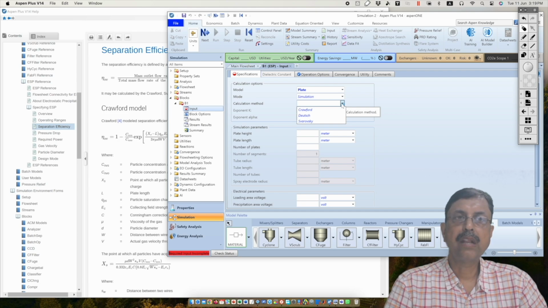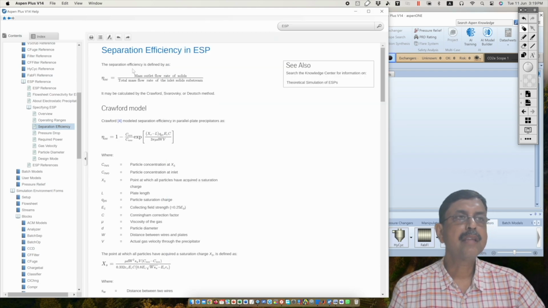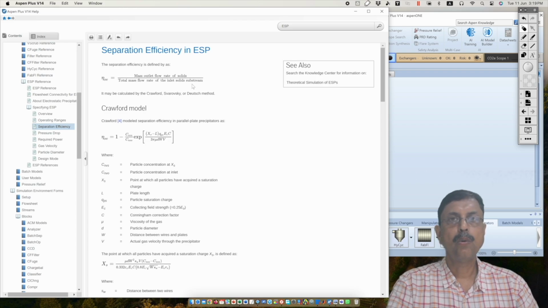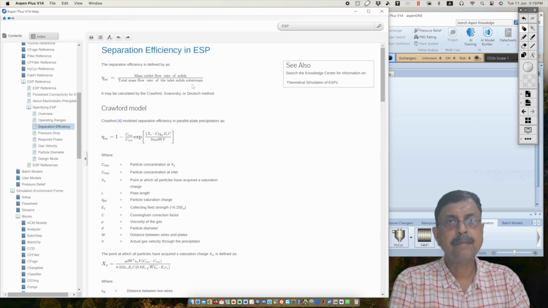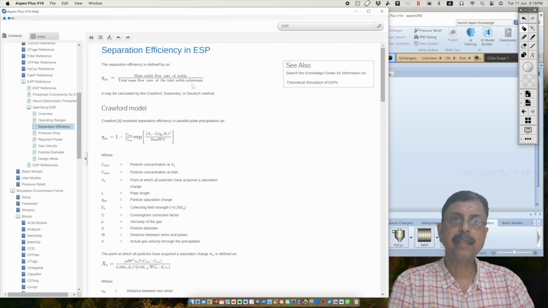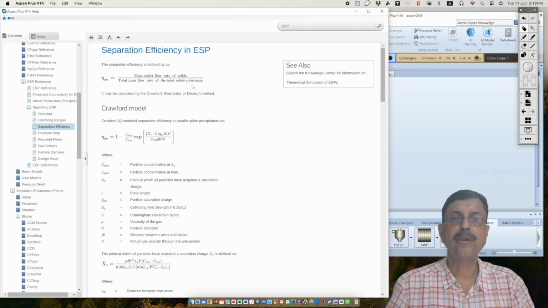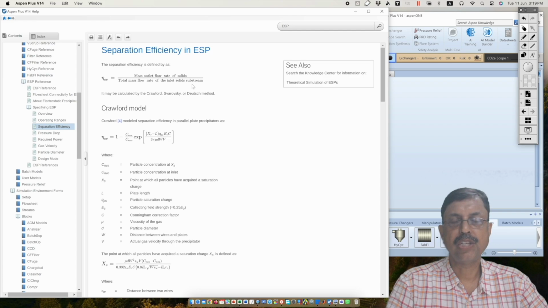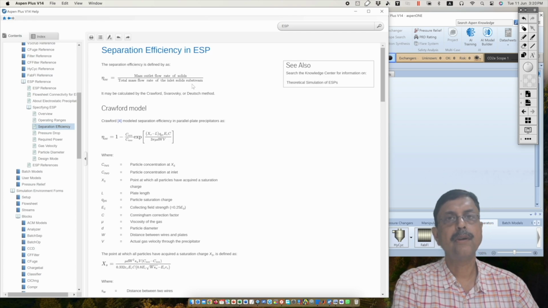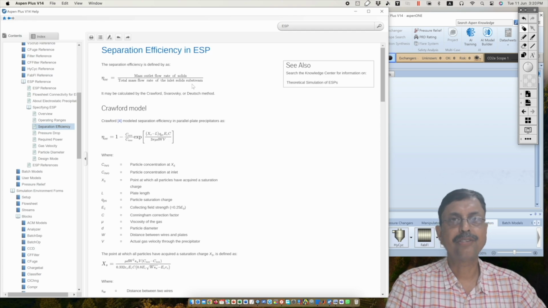And then the calculation method, which we are now going to learn, has three types: Crawford, Deutsch and Swarovski. Now, overall, the separation efficiency is defined by the mass outlet flow rate of solid divided by the total mass flow rate of the inlet solid substream. That means whatever the amount of solid that has come into the system and whatever the solid that is coming out of the solid stream, the ratio of that is called the overall efficiency. That means how much solid we could recover in the dust collector.